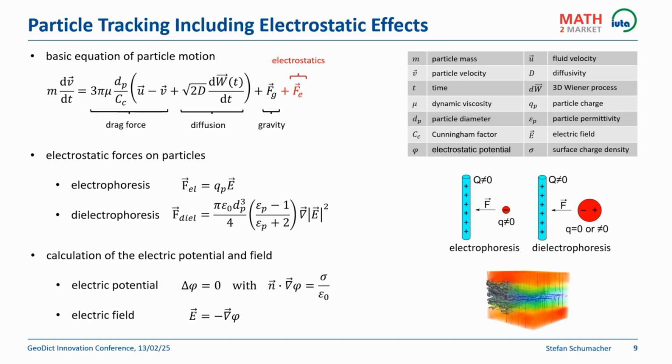And the third thing you need to do is to calculate the electrical field, and that's quite easy. You have to solve this Poisson equation with certain boundary conditions for the surface charge density, and you just form the gradient of the potential and you get the electric field.